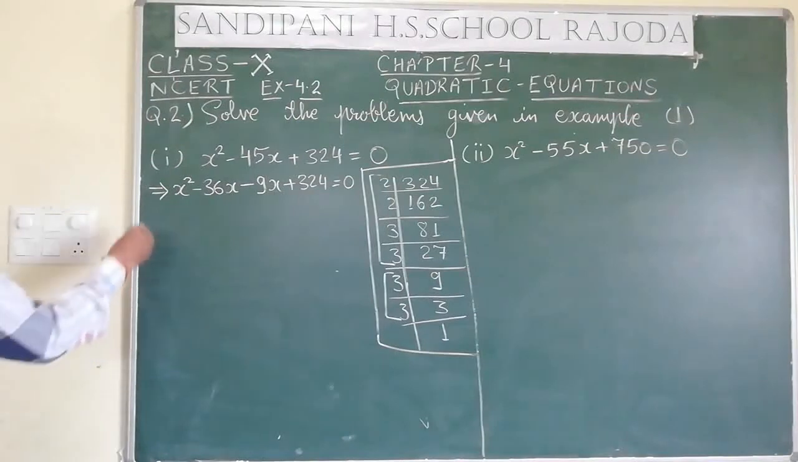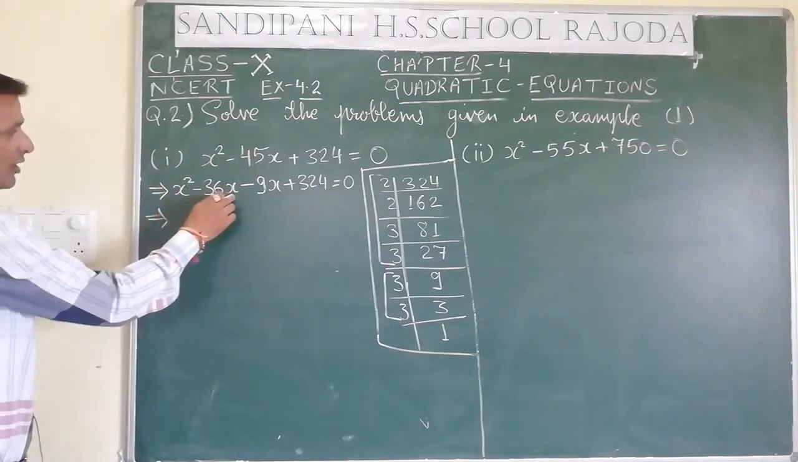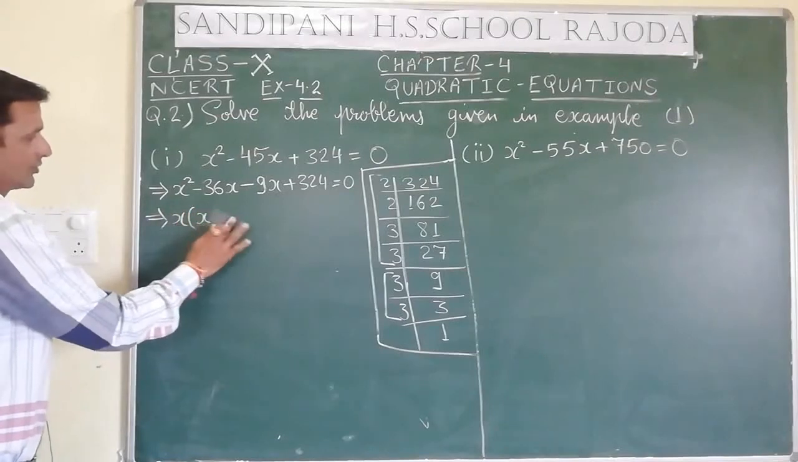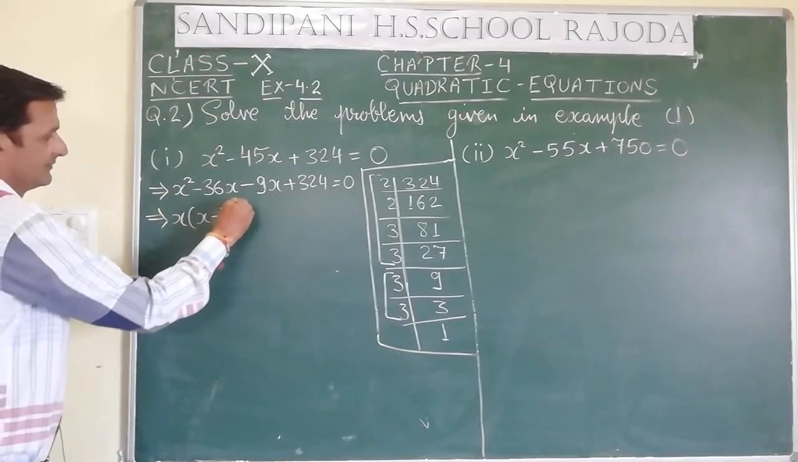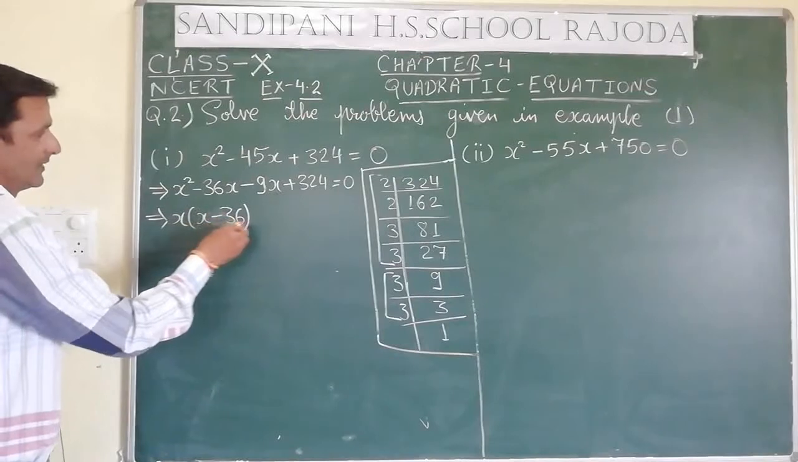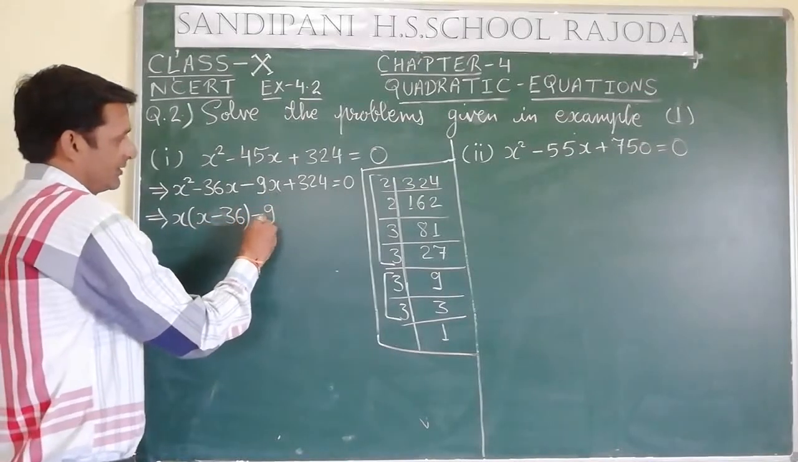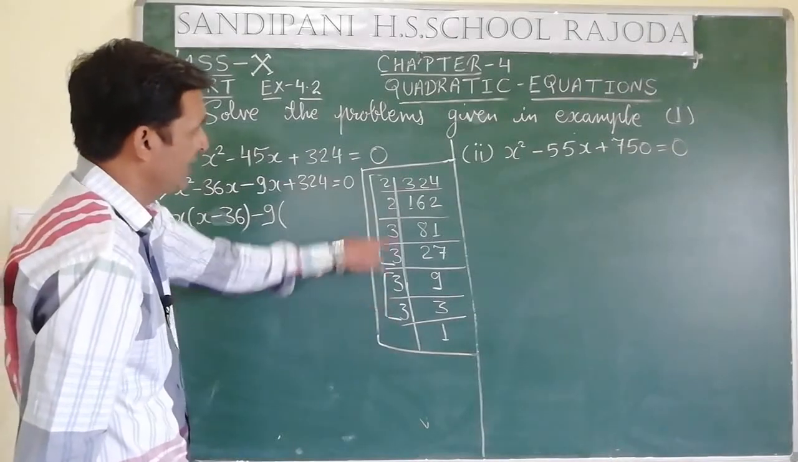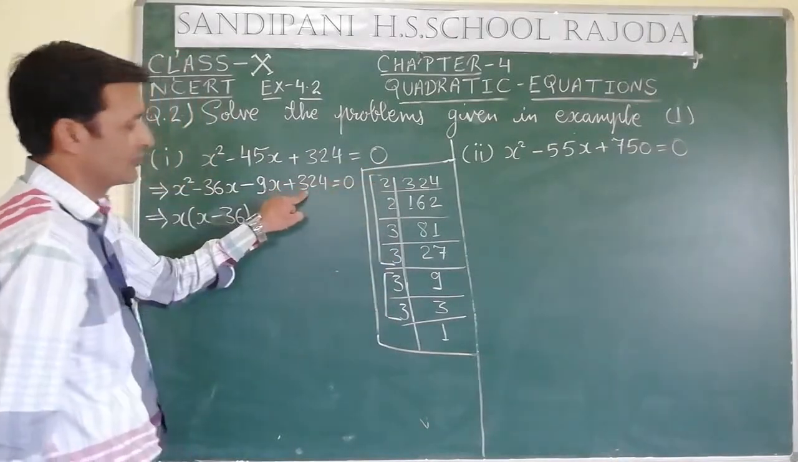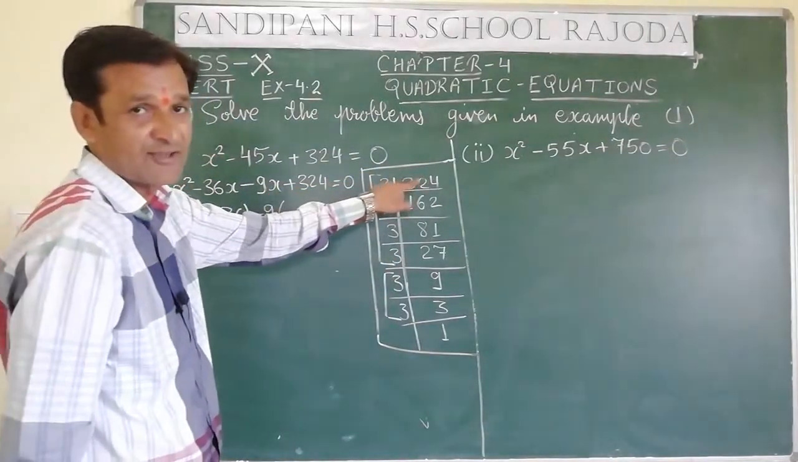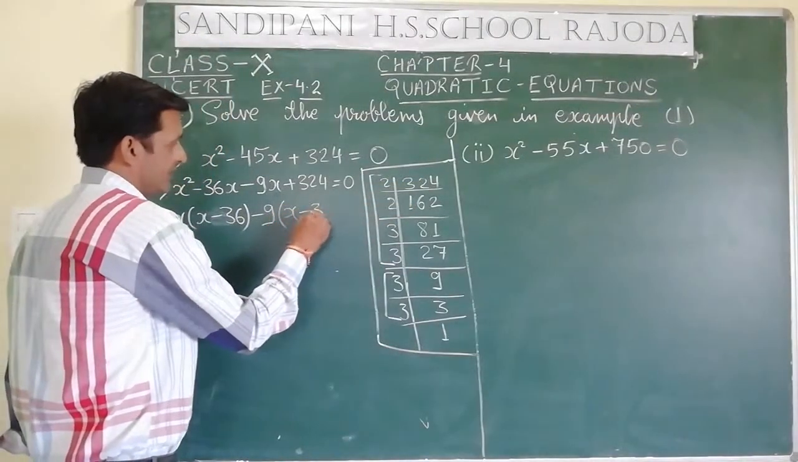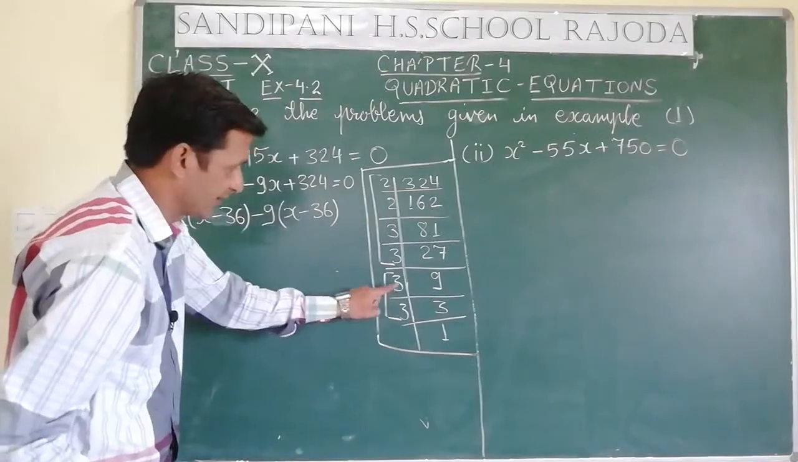Now see here, the term which is common here is x, so it will be x minus 36. If we take minus 9 common from here, then of course see here, 9 into 36 is equal to 324, because we have factorized 324 here. So x minus 36. See here, it is well clear.